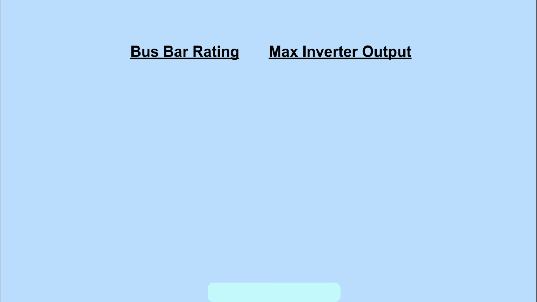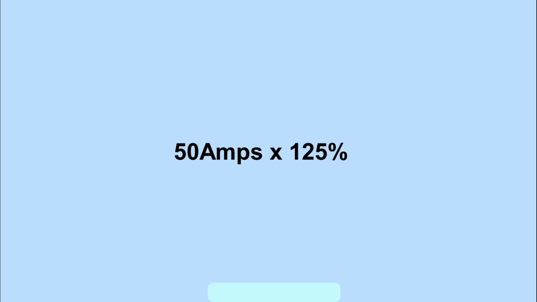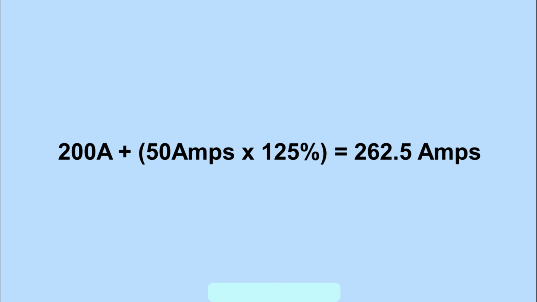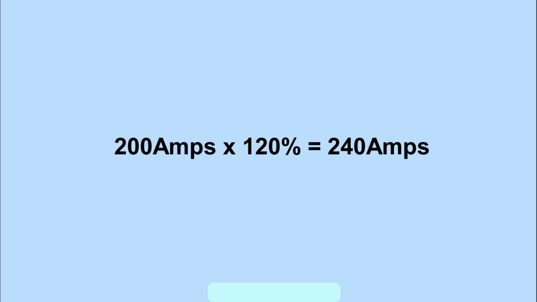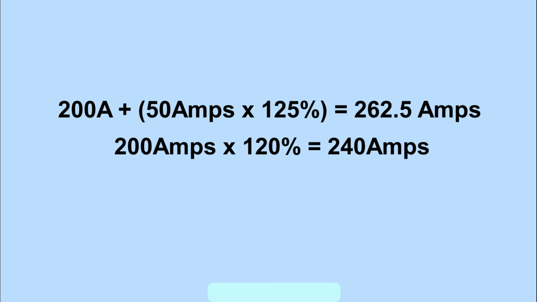Let's review these numbers again before discussing what we're going to do about it. We have 200 amp bus bars in the panel, and the maximum inverter output is 50 amps to the grid. Multiply 50 amps times 125%. Add them up and we get 262.5 amps. Take the 200 amp bus bar capacity and multiply it by 120%. That comes to 240 amps. Our load needs to be equal to or less than 240 amps. 262 amps clearly exceeds 240 amps by a significant amount. So this configuration is out of compliance with 705.12(B)(2).